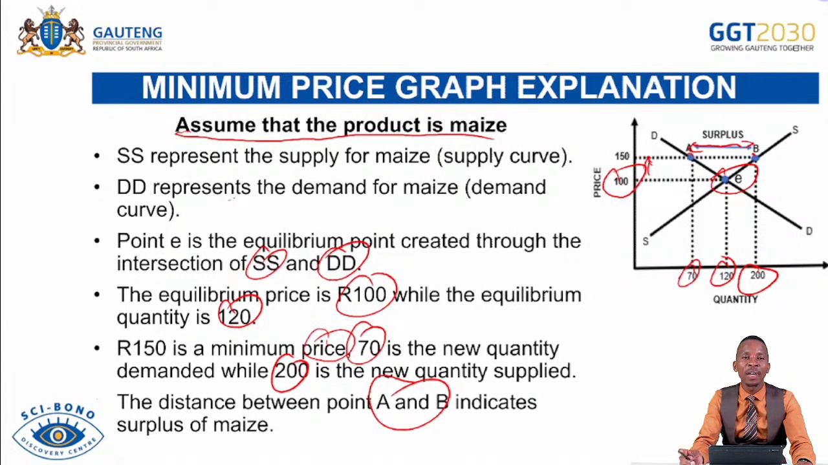So there's an oversupply of maize meal in this case, which might lead to maize meal being wasted within the market because it can perish. So if it's not demanded well by consumers, it will be wasted.